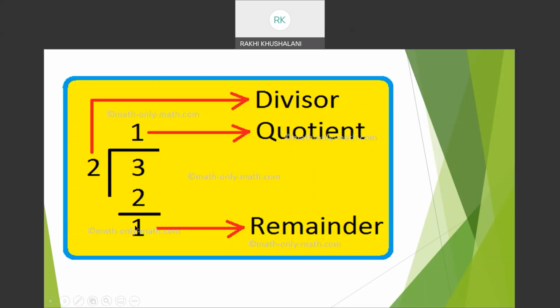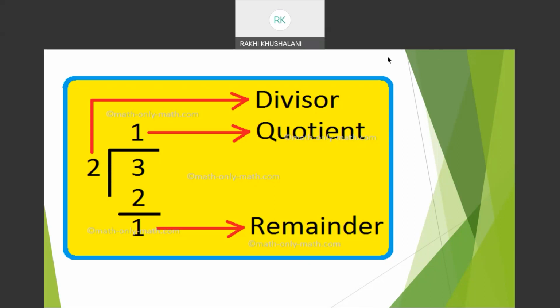So my divisor is 2. My dividend was 3. The quotient I got is 1 and the remainder I got is 1. Now what I'm supposed to do with these?